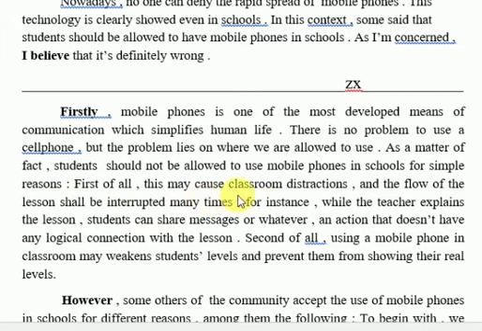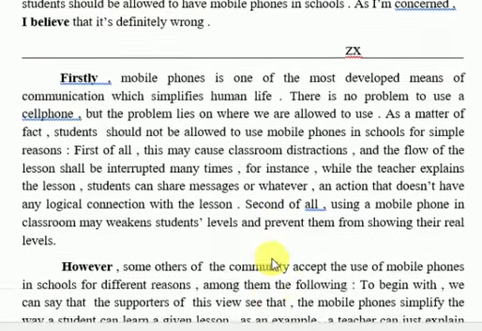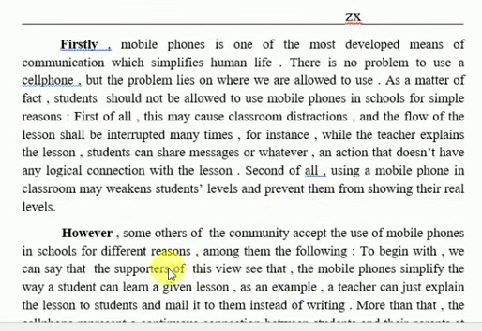First of all, this may cause classroom distraction and the flow of the lesson shall be interrupted many times. For instance, while the teacher explains the lesson, students can share messages or whatsoever. Second of all, using mobile phones. Okay, you see, in that way we are giving arguments and then we are supporting them with examples.